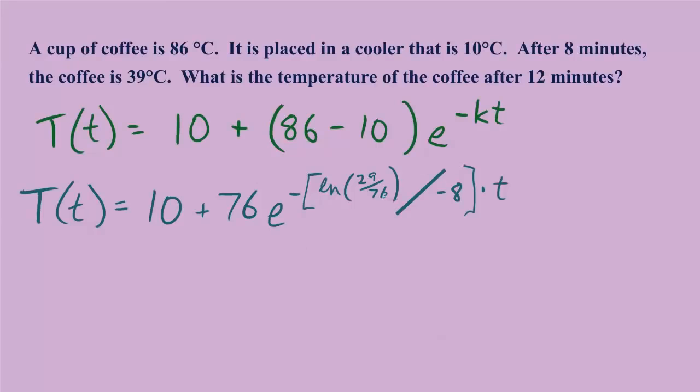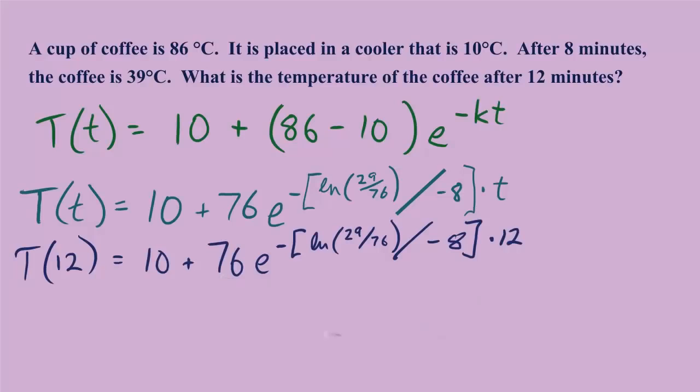I've put in that big chunky expression. I wouldn't say that you need to necessarily rewrite your equation this way, but I would encourage you to have the calculator do all this work and do not do any rounding until you get to the end of the problem. Now, how should we answer this last question, what is the temperature of the coffee after 12 minutes? That's just a question of evaluating this function at t, little t, equals 12.